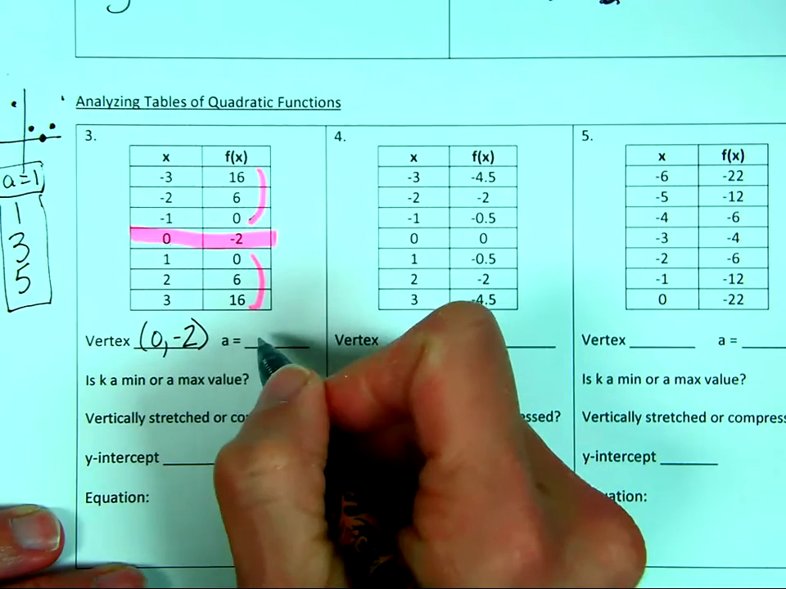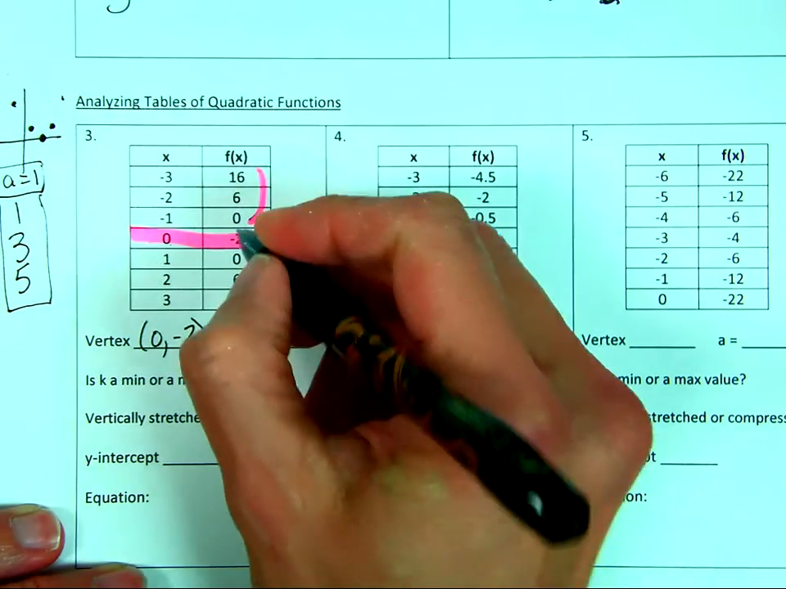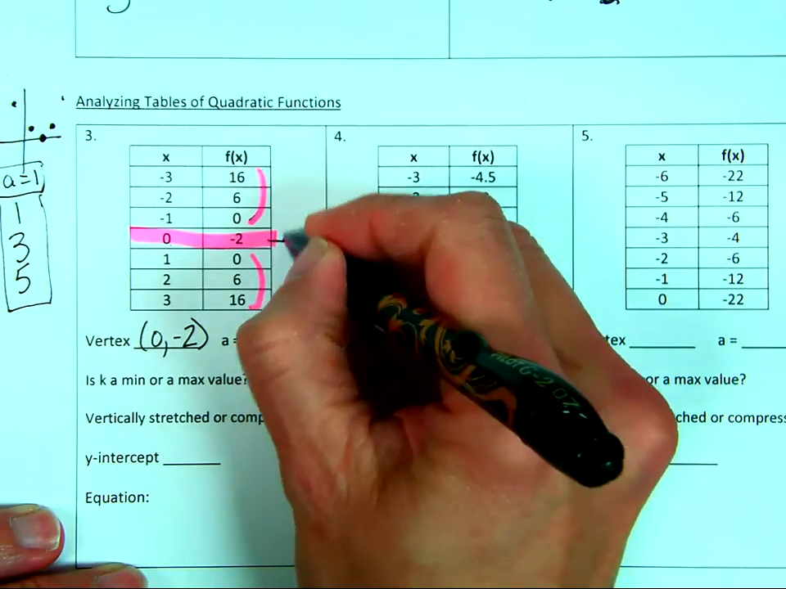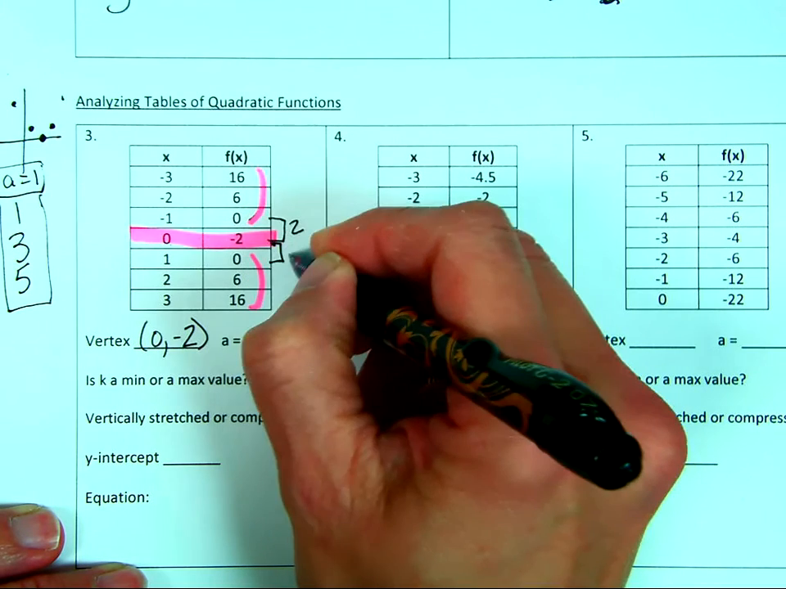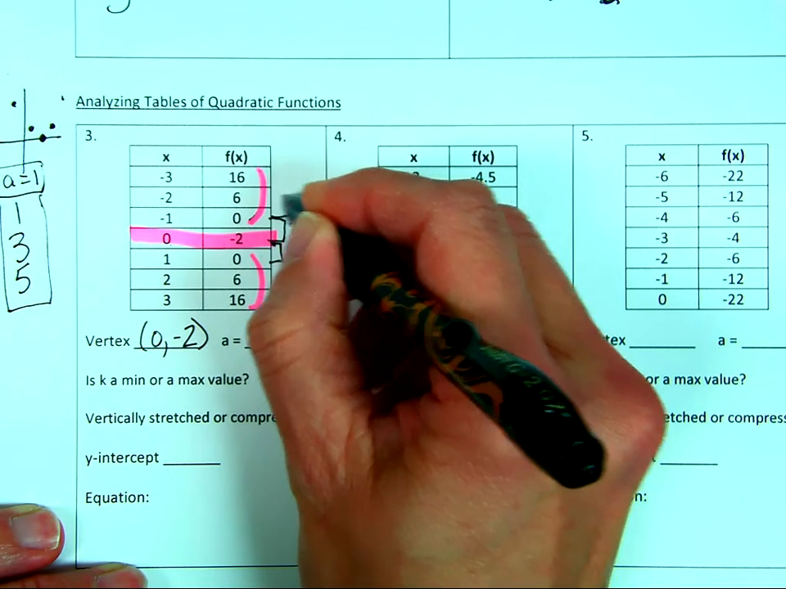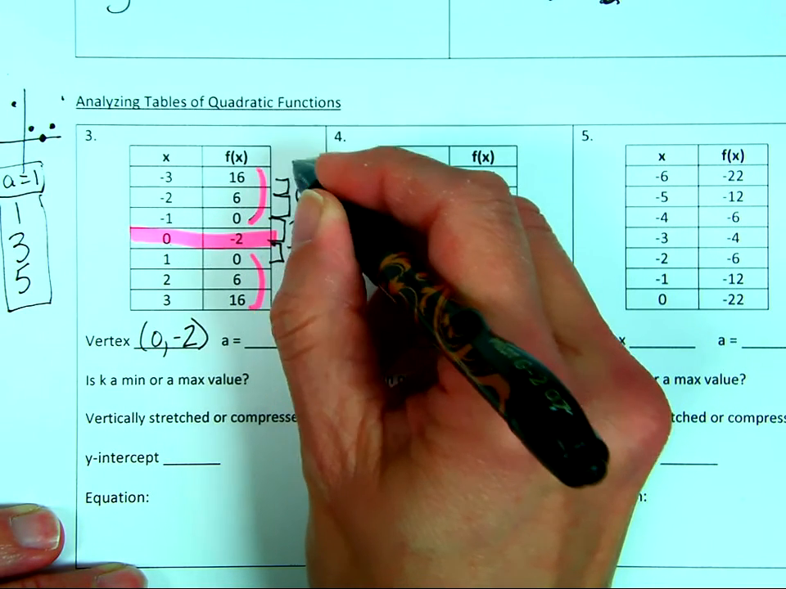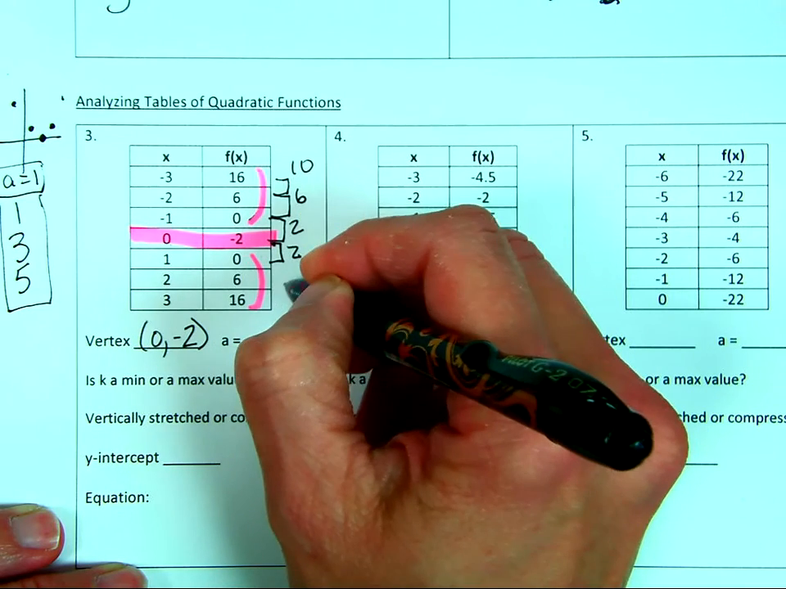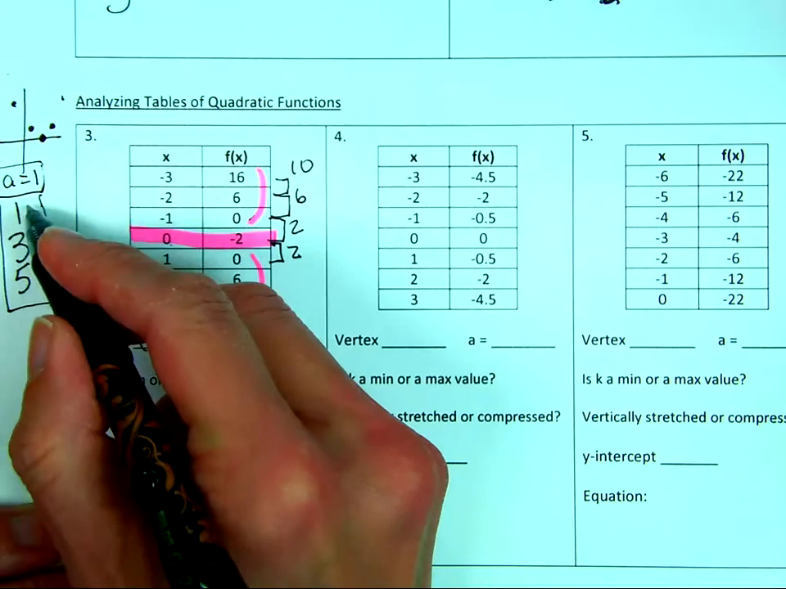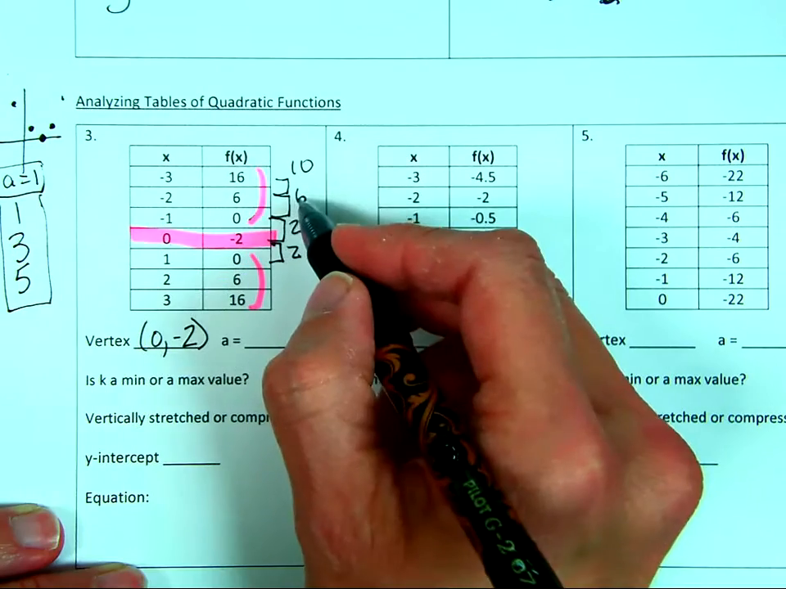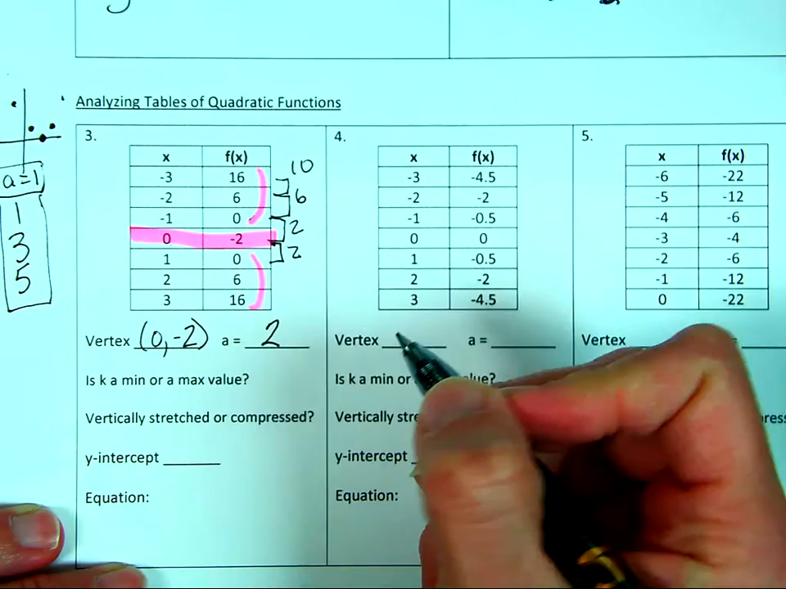A is going to be equal to, we're going to look at our pattern. So how many from here to here? That's 2. The distance between -2 and 0 is 2. And then the distance between 0 and 6 is 6. And then here and here it's 10. So that's 6 and 10. So what do we see? 2, 6, 10. 1, 3, 5. That's doubled. So we know our A is 2.